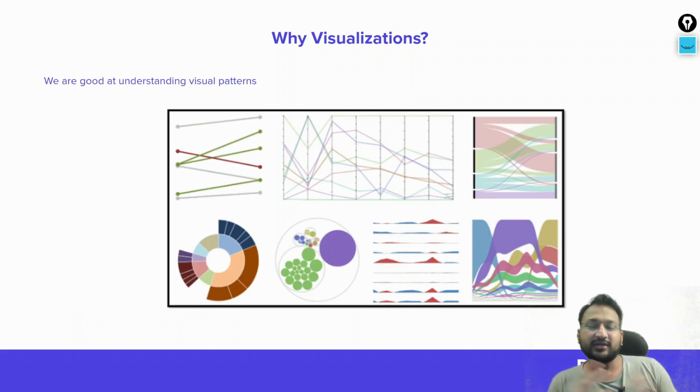So as we talked, why visualizations? Because we are good at understanding visual patterns, and it helps us in easy absorption of the information, which we also remember for a longer period of time, right? For example, you all think, if you have to read a novel or watch a movie, like Harry Potter, you have a novel also, you have a movie also.